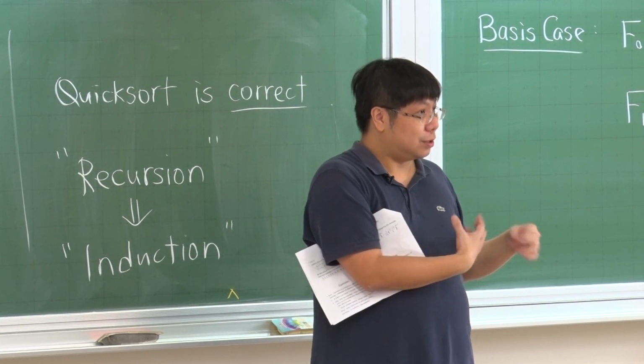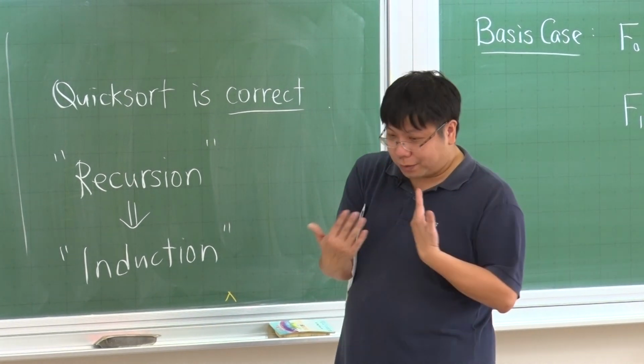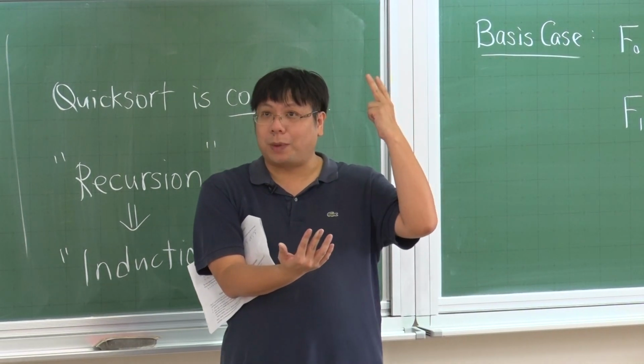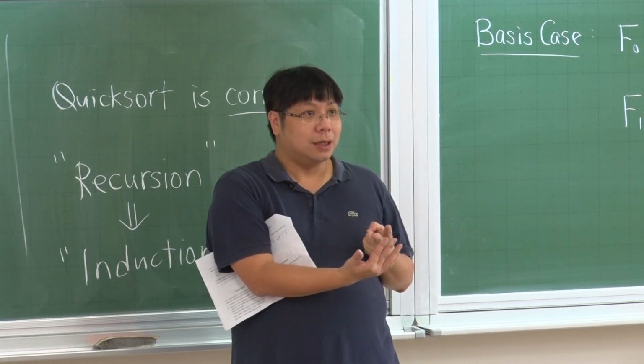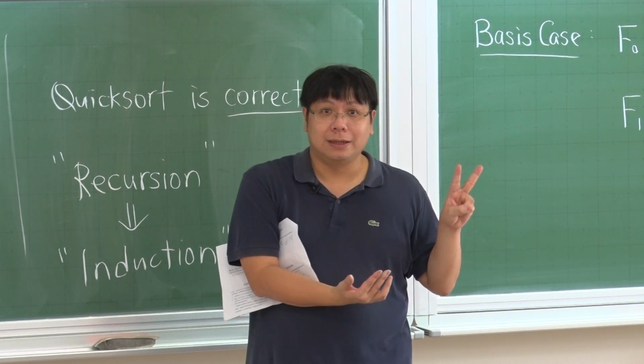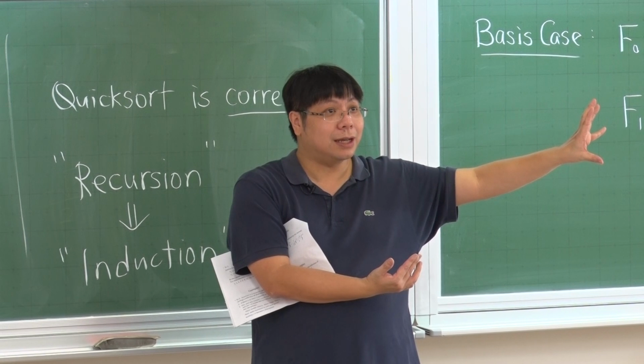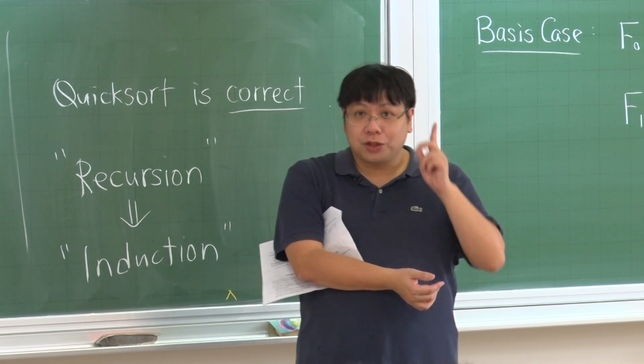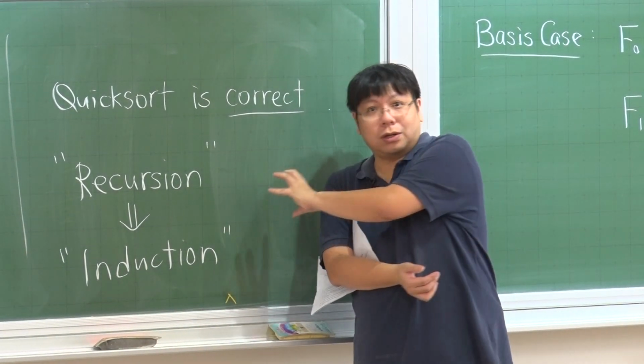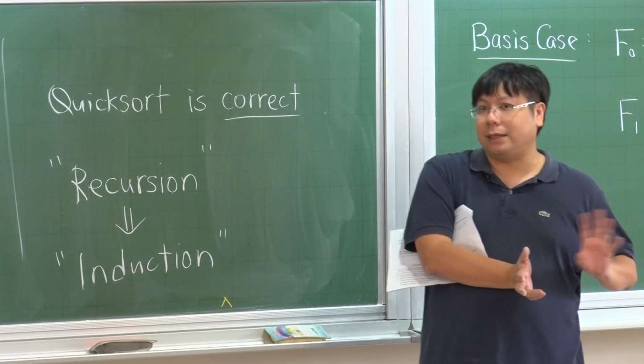If you don't believe that it can solve small size problems, let's take a look at when there are two numbers to be sorted. Quicksort can sort two numbers correctly because it just makes one comparison and returns the small one and then the large one. Is that okay? Now we want to show quicksort always works for any other size problem.